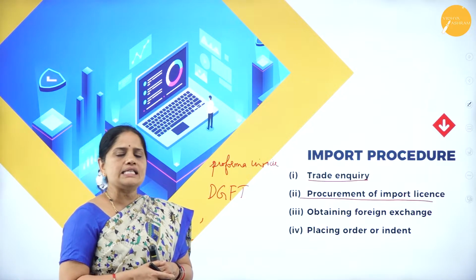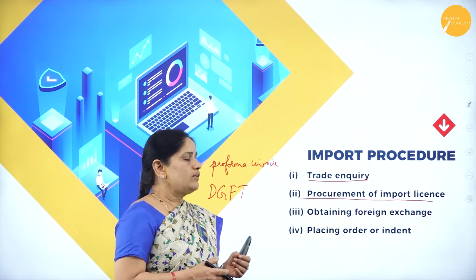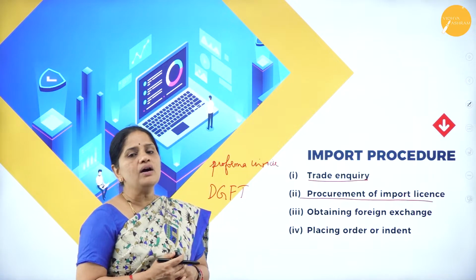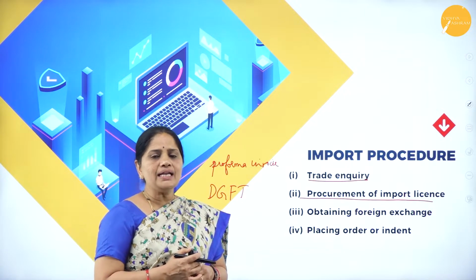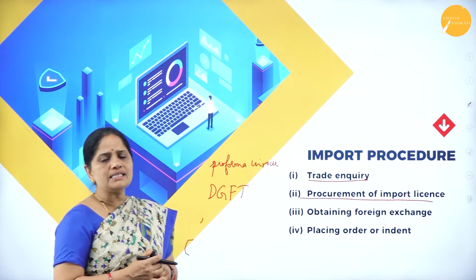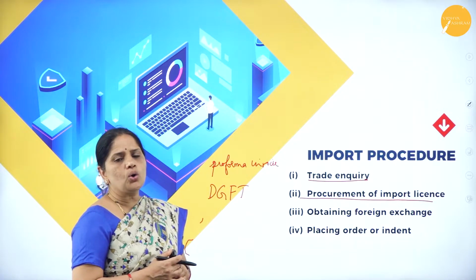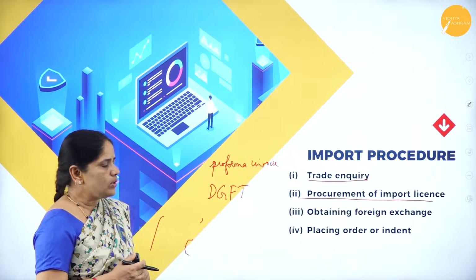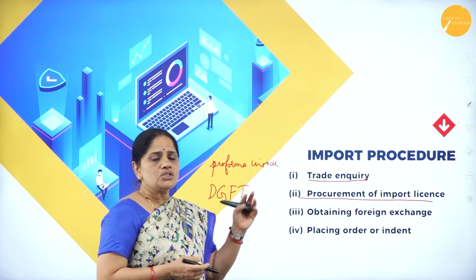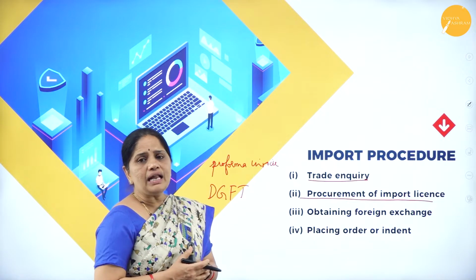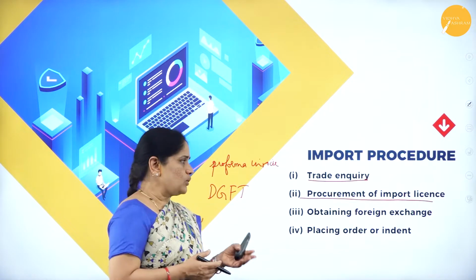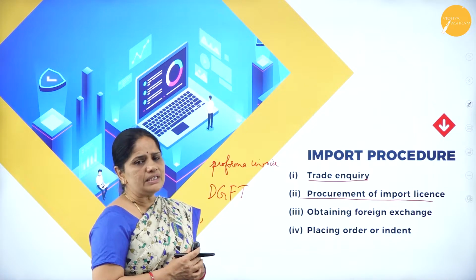So once he gets the import license, he can always import the goods from the foreign countries. Then he will have to collect his import-export code, the IEC code, whatever it is called. That IEC code will help him to go ahead with the import of the goods.